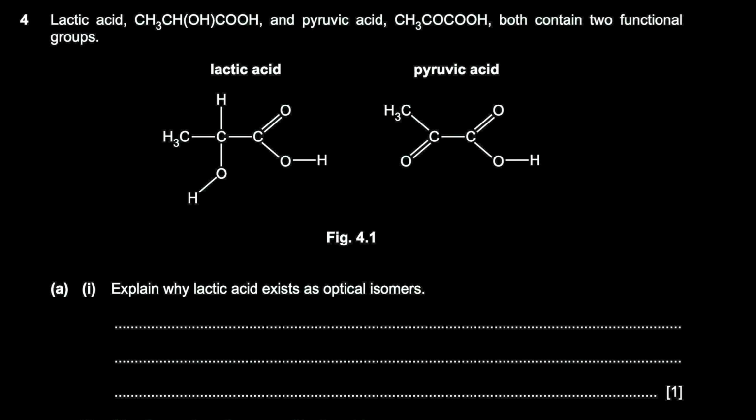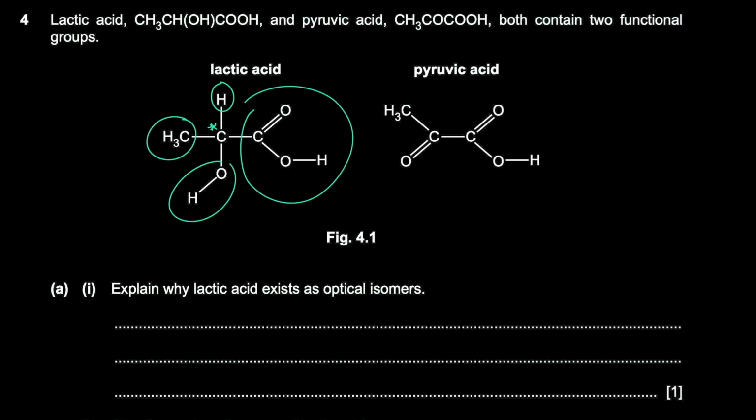So here we have question number 4, which says lactic acid and pyruvic acid both contain 2 functional groups. Explain why lactic acid exists as optical isomers. Now, optical isomerism arises when a compound has a chiral center. A chiral center is a carbon atom that's bonded to 4 different atoms or groups of atoms. So here, this carbon is a chiral center, bonded to a hydrogen, a CH3, an OH, and then a CO2H.